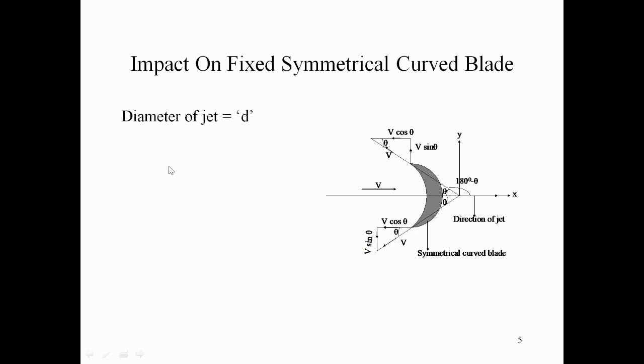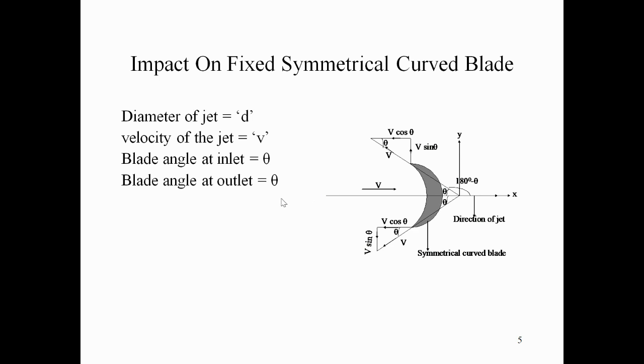A jet of water strikes the blade. The diameter of the jet of water is d, and the velocity of the jet is v. The blade angle at inlet is theta, and the blade angle at outlet is theta. The angle through which the jet is deflected is 180 minus theta.